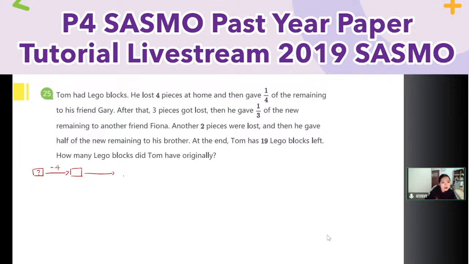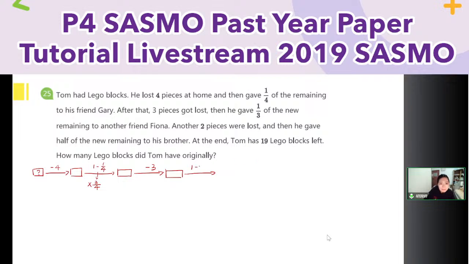Yeah, this time he should have 1 minus 1/4, which is 3/4 left, right? So the second number multiplied by 3/4 will become the next number. And then continue. After that, he lost 3 pieces again, okay? Then he gave 1/3 of the new remaining to another friend, Fiona. So please tell me, after giving 1/3 of his new remaining, how much he has left.